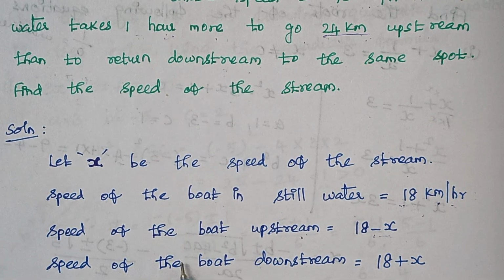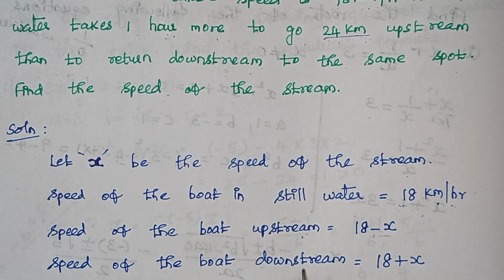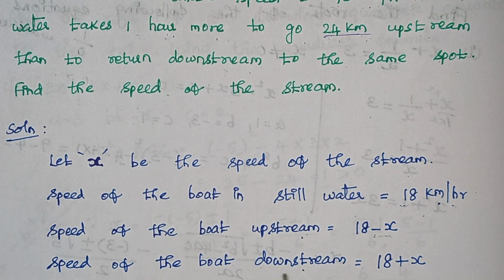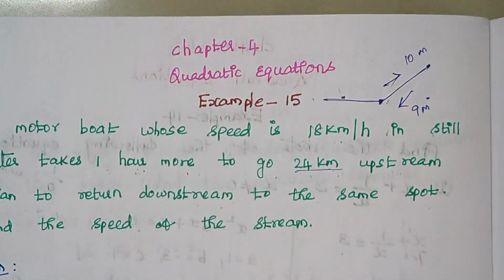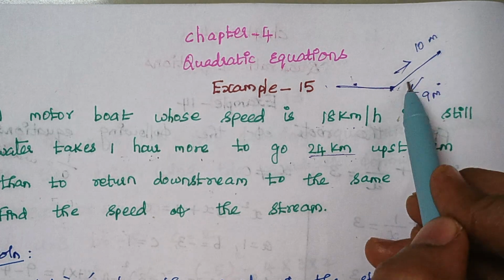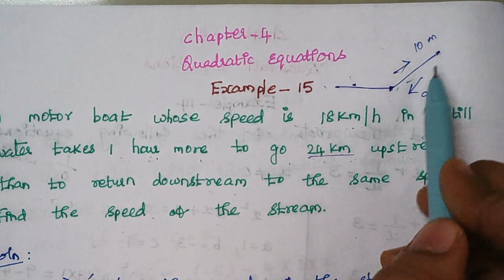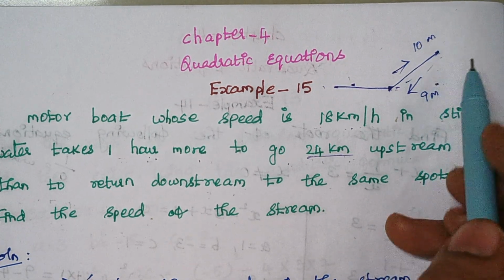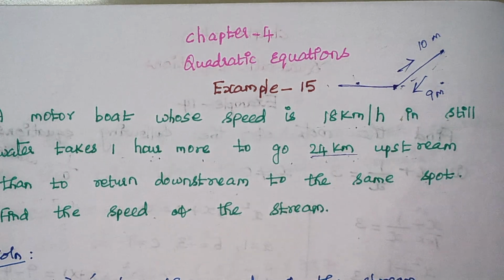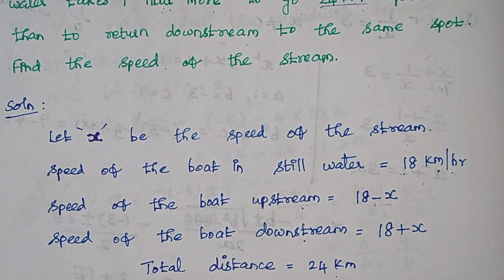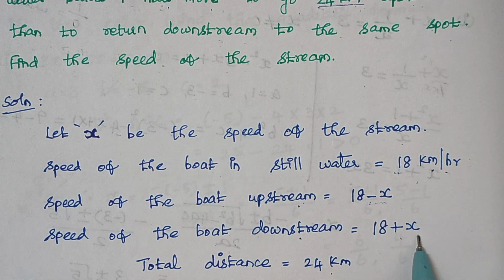Now the speed of the boat downstream. Here, when it comes down, when it moves from this point to this point, automatically the speed will get increased because it is downstream. So here it is 18 plus x.